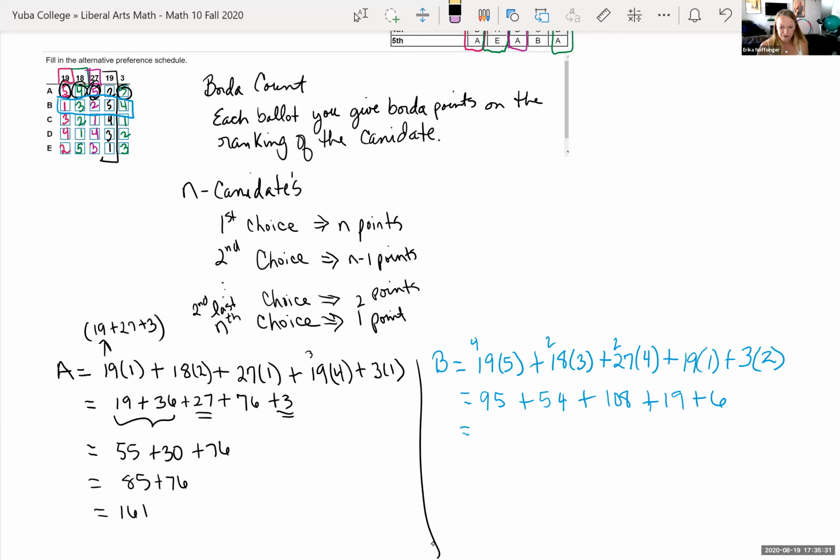And then if you go through this, I'm just going to think that you got this right. You get 228. Is that what everybody got? Seems like it might be off. So let me just check. So 95, 54, 108, 19, and 6, so that's plus 25. I got 282. You could have dyslexia just like me and switch 2 of your numbers.